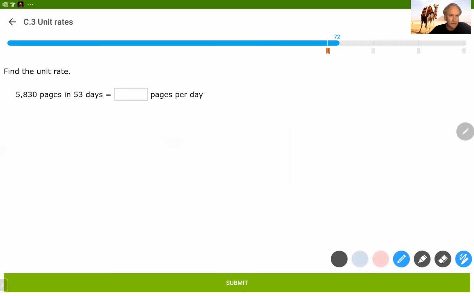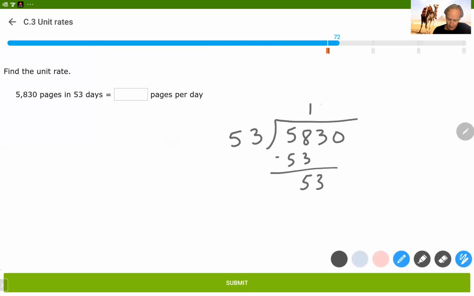5830 divided by 53 is 110. Let's show it. 53 into 5830 goes in once. That's 53. Subtract, you get 53. That's 1. And be careful. A lot of people forget about that 0. That does matter. The decimal has to be in the same location. So this is 110.